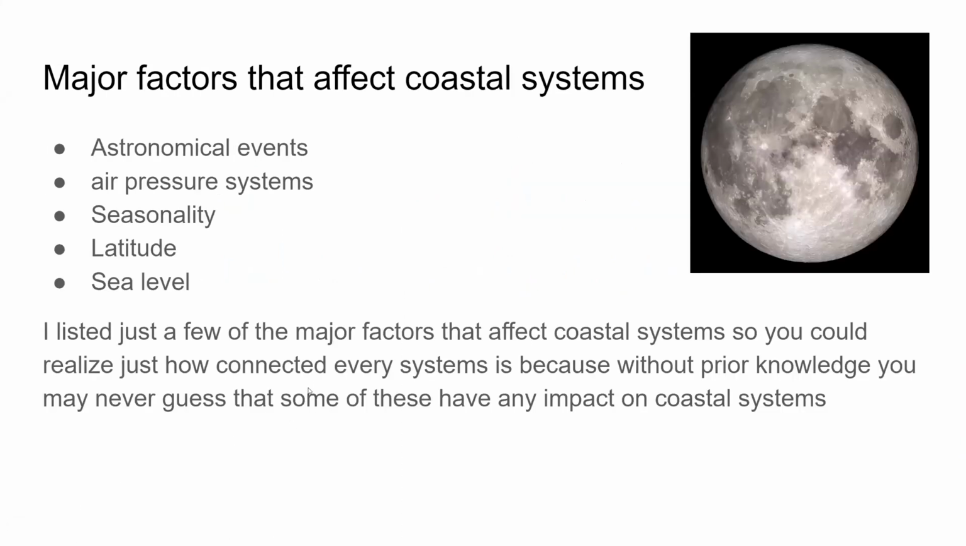There are many factors that affect coastal systems, and some of the major ones are astronomical events, air pressure systems, the seasonality, the latitude, and sea level. I'll list just a few of the major effects that affect coastal systems, so you could realize just how connected every system is, because without prior knowledge, you may have never guessed that some of these may have any impact on coastal systems. For example, astronomical events, if you have no prior knowledge of how the moon affects the tides, that could be a pretty surprising discovery.